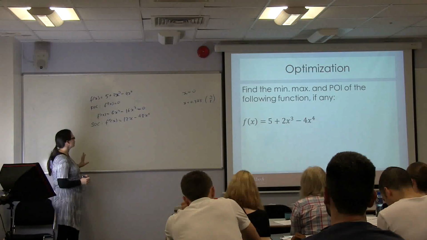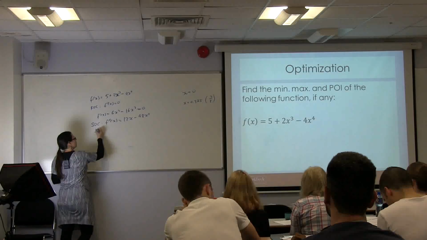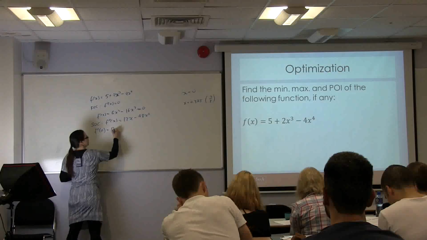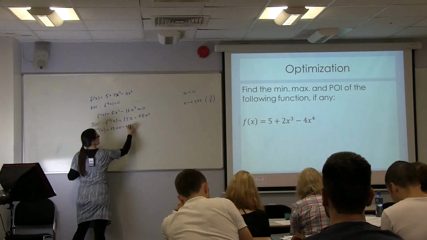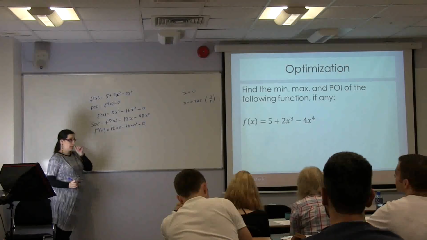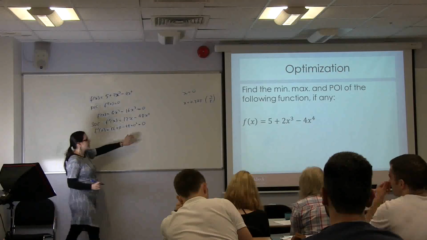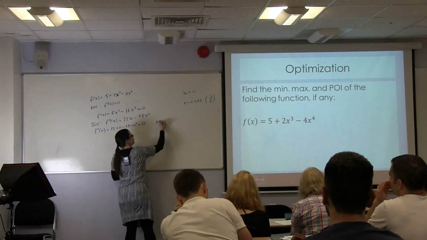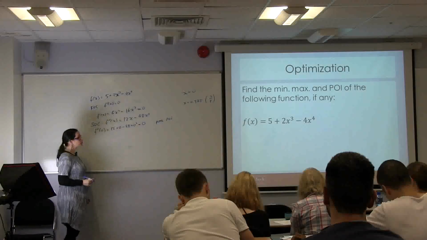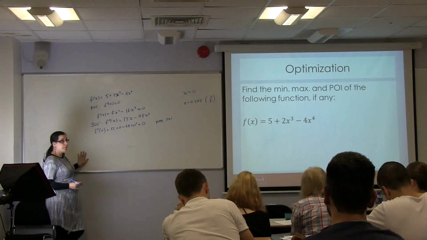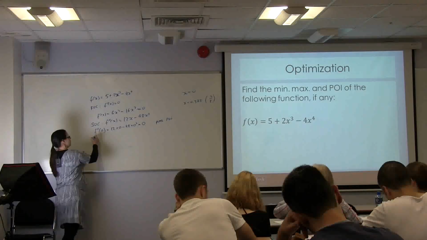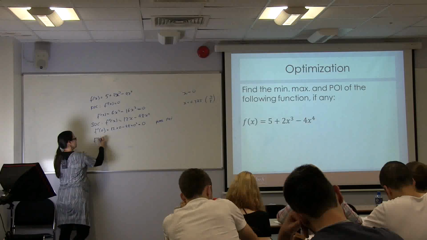Okay? So, the second order derivative at 0 will be 12 times 0 minus 48 times 0 squared. So that is a big fat 0. So this is a possible point of inflection. What do I need to do? Third order derivative.